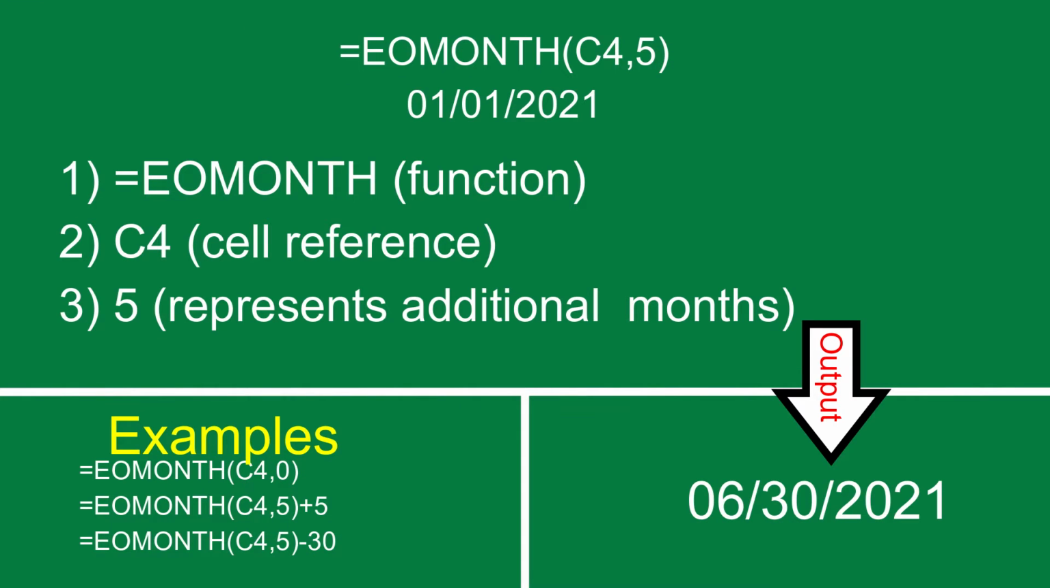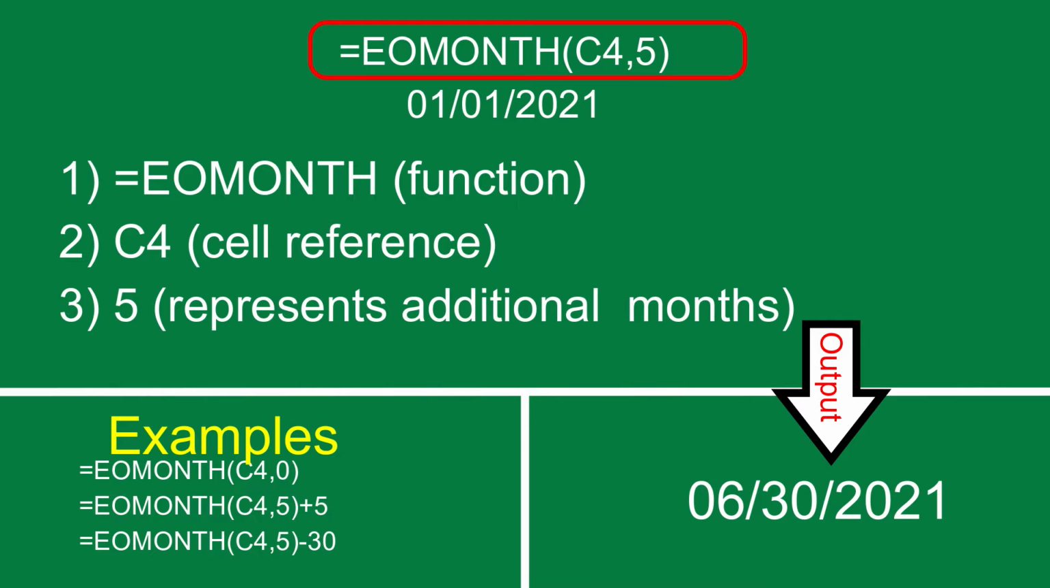As stated, the EOMonth function returns the end of the month date. The formula on your screen is an example of the formula we'll use today. Let's break the formula down. Equal EOMonth, of course, is the beginning of our function. The C4 represents the cell reference. The number 5 represents the additional months we will add to the end of the month. So if we are starting with January 1st, 2021, the ending output will be June 30th, 2021.